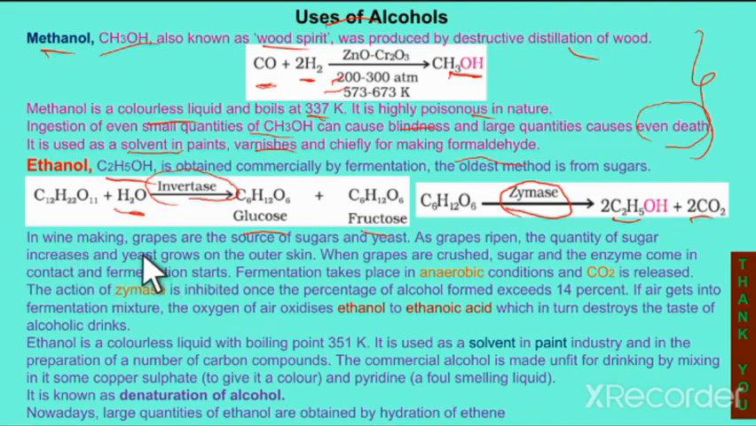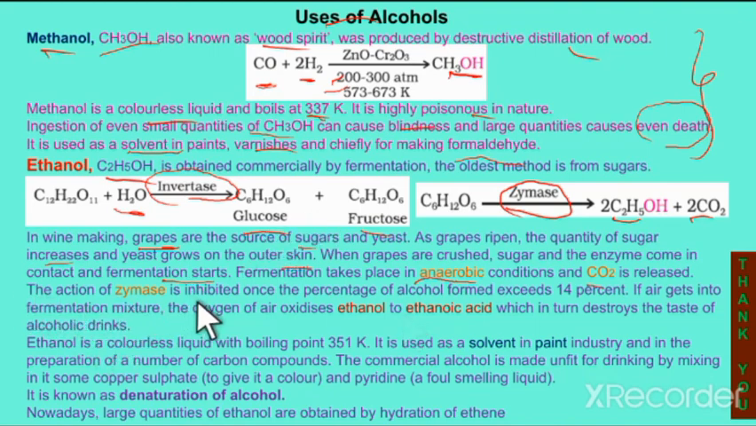So in wine making, we take grapes. Grapes are the main source of sugar, and yeast is also present. As the grapes ripen, the quantity of sugar increases, and the yeast grows on the outer skin, and these grapes are crushed. Then the sugar and the enzyme come in contact, and the fermentation process starts. Fermentation takes place anaerobically, that is, in the absence of air. During this reaction carbon dioxide gas is released.